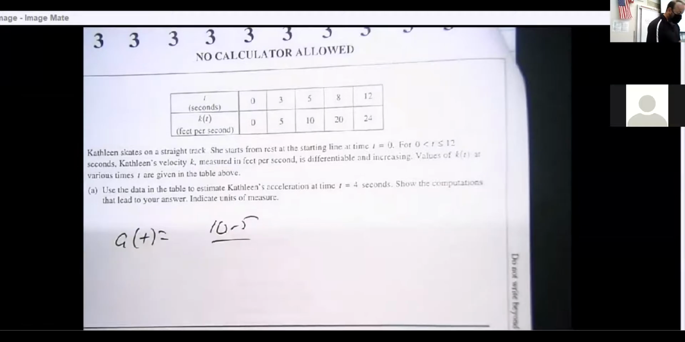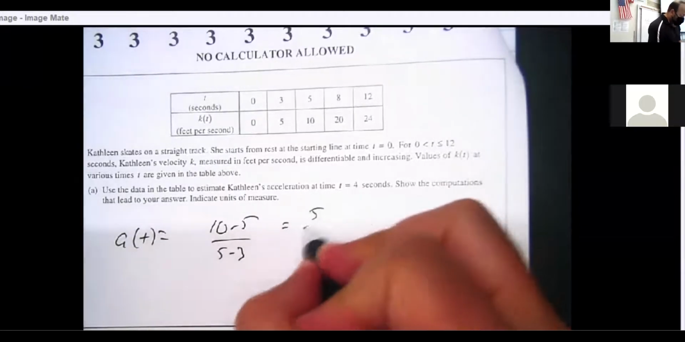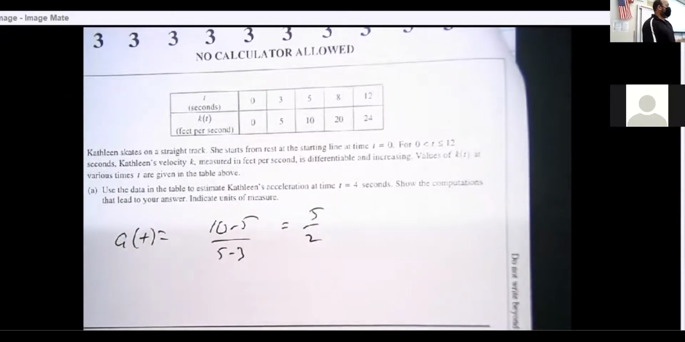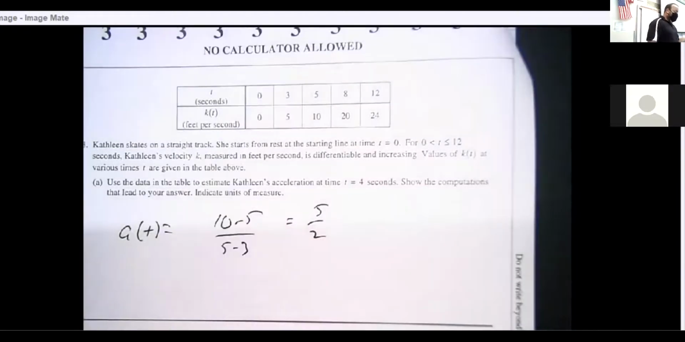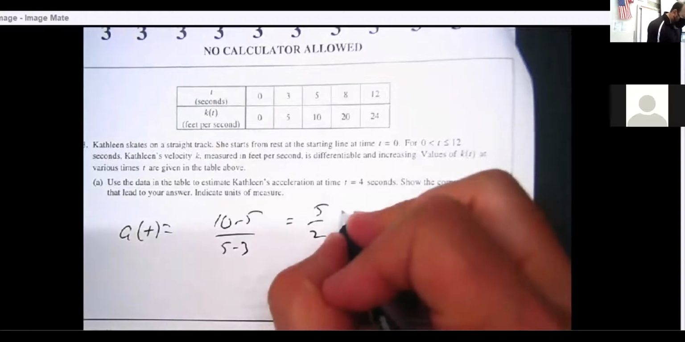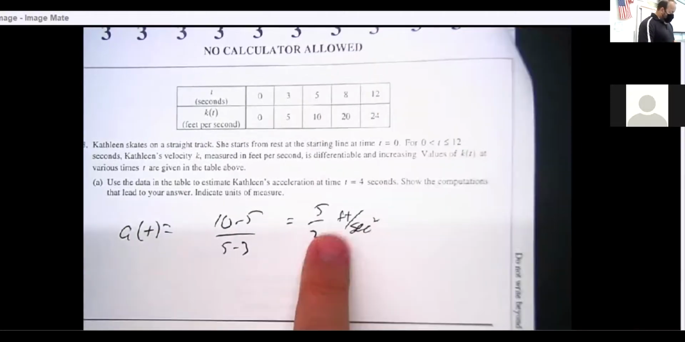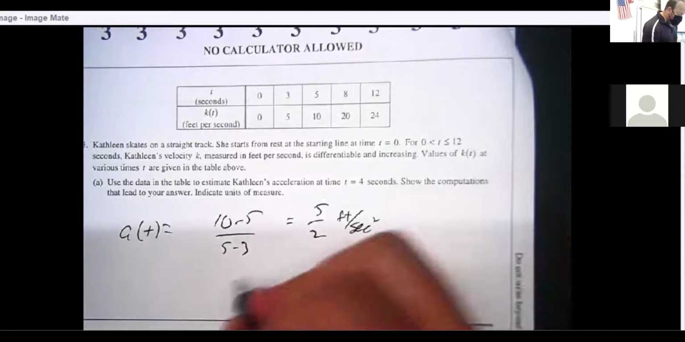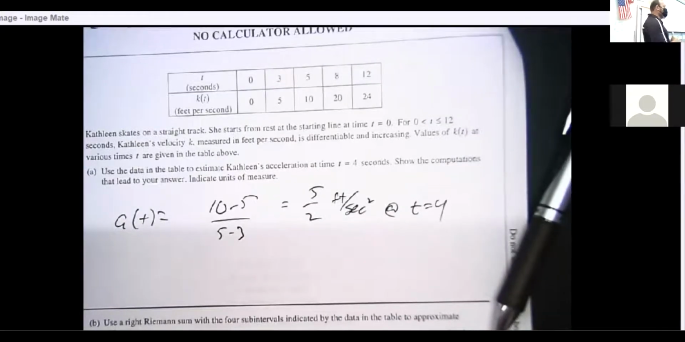10 minus 5 over what? 5 minus 3. So we are looking at 5 halves. Now let's be careful about the units. What would the units on this be? Because you took feet per second, and then per second, so it'd be feet per second squared. Now it says, let's do that. And by the way, that is at t equals 4, right? So at t equals 4 seconds.